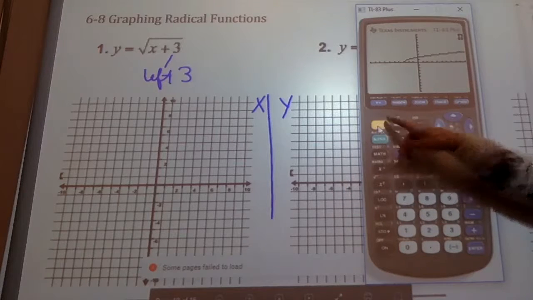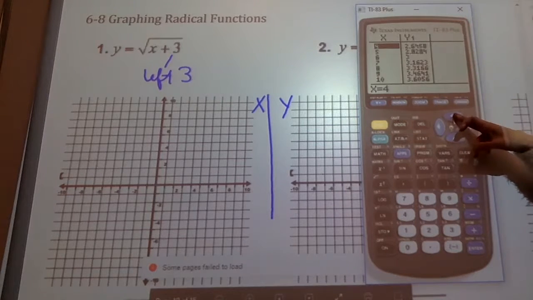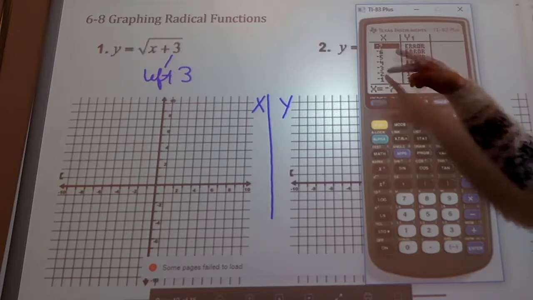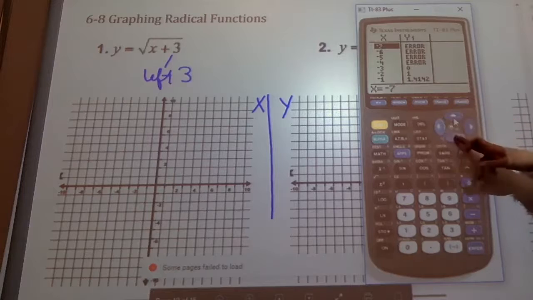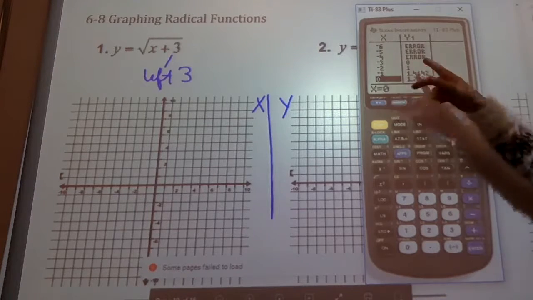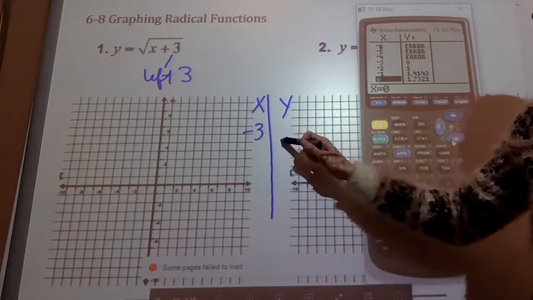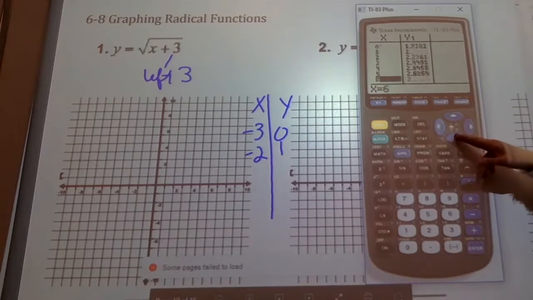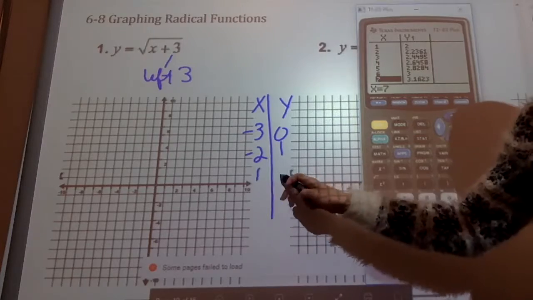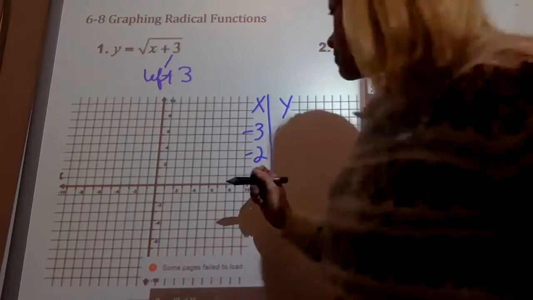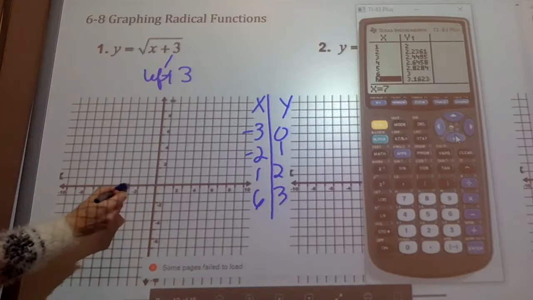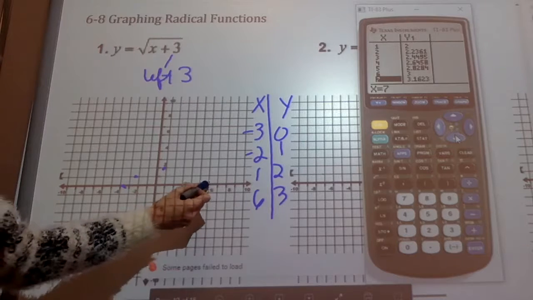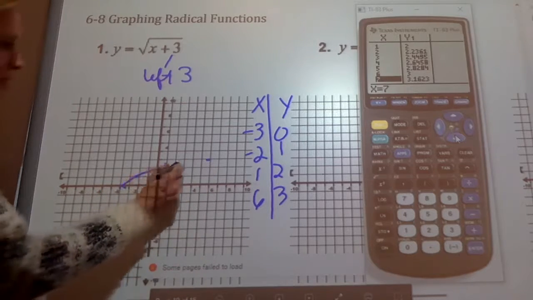Then you go second graph, that gets you your table. And you're going to go back to errors, because no, you cannot square root negative numbers, so that's why it's error. And then I'm going to pick out some nice points, like negative 3, 0, negative 2, 1. What are some more nice points? 1, 2, 6, 3. And I would graph those. So negative 3, 0, negative 2, 1, 1, 2, 6, 3. And there's my graph.